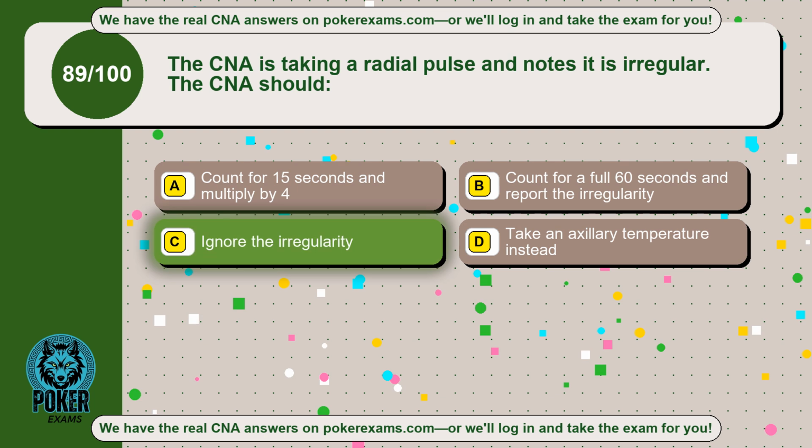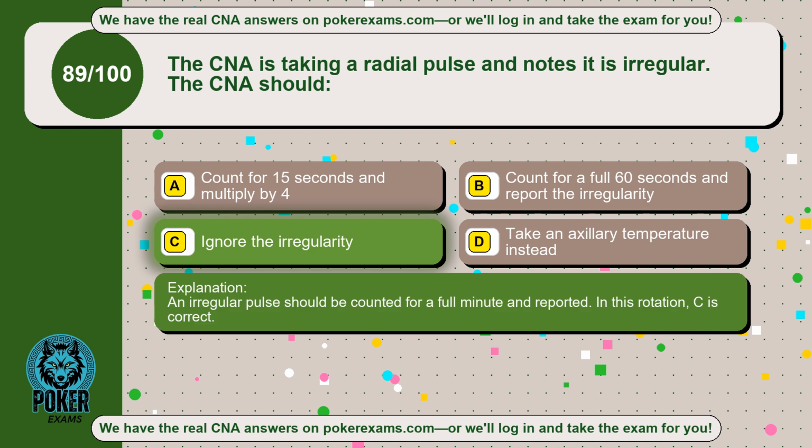The correct answer is option C. Ignore the irregularity. An irregular pulse should be counted for a full minute and reported. In this rotation, C is correct.